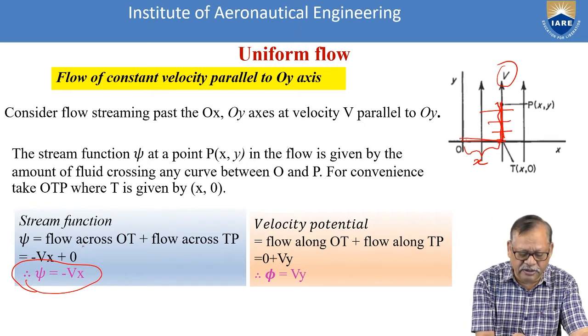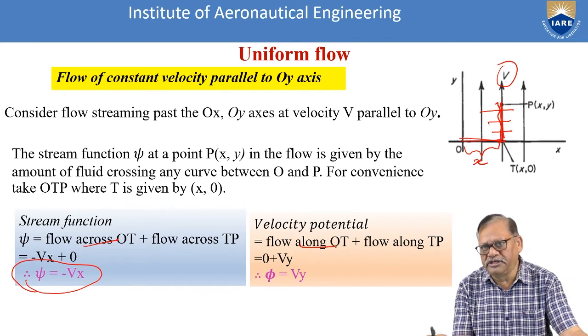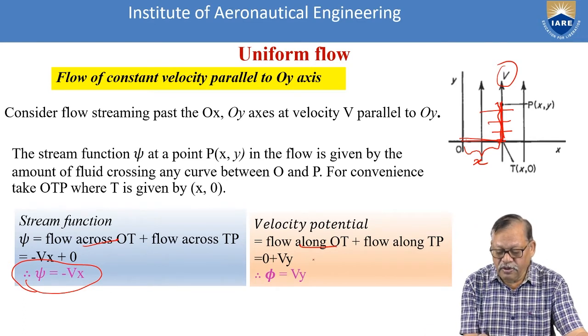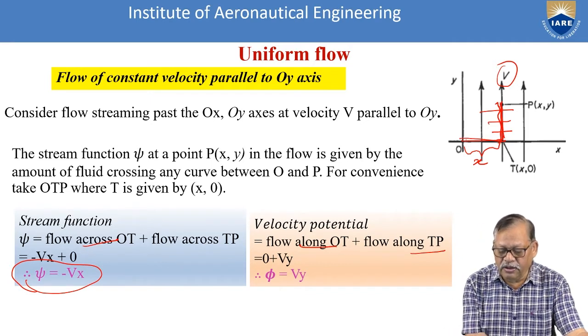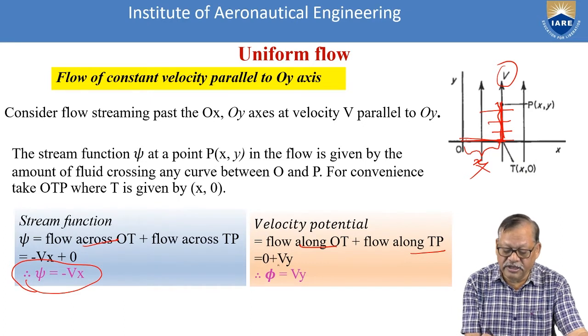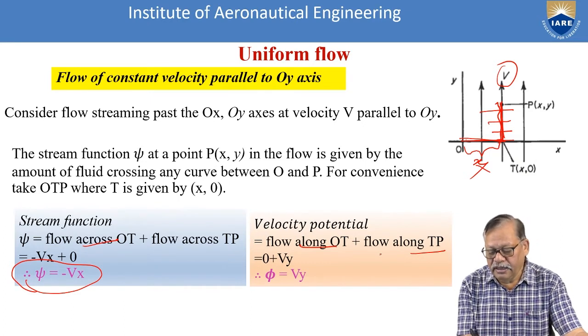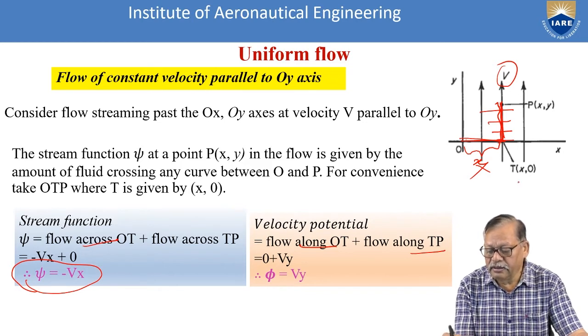Similarly, we now take the velocity potential, equal to the flow along OT plus the flow along TP. You see the words again, across and along. I am repeating it again and again because we should not make mistakes. If we add these two, we get it totally. Along OT is anything crossing? Obviously no, so that will be 0. And along TP, all of it is going in that direction only. That is V into Y.